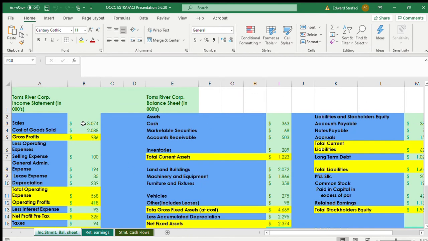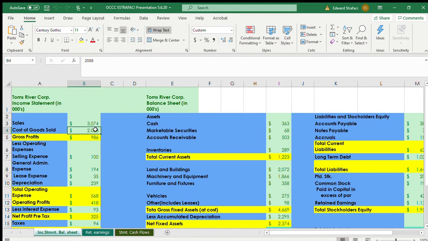But here we have sales of, well, it's all in thousands, and you always want to watch out for that too when you're studying. So this is in thousands. So the sales for this company would be approximately $3,074,000. And if we take out the cost of goods sold, and watch up here, because for those of you who have a good knowledge of Excel, you'll appreciate this. And if you don't, it's a chance for you to start to begin learning Excel. The cost of goods sold in this issue is $2,088,000.